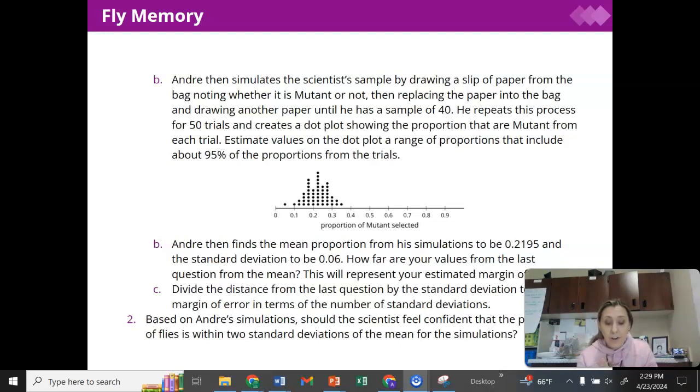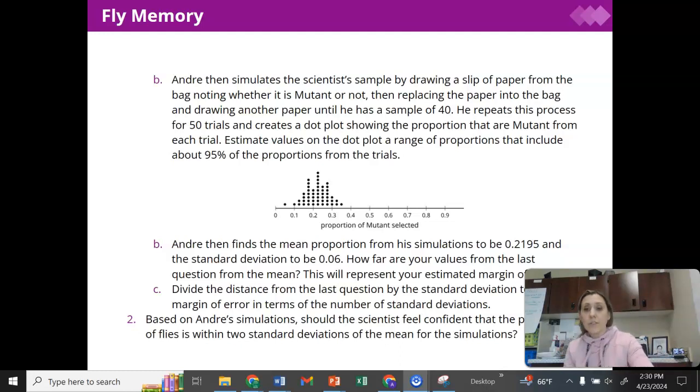So how far are your values from the last question from the mean? And then this is going to represent that margin of error. So remember, we have to do the margin of error. If we know that our standard deviation is 0.06, then we need to multiply that by 2, and we're going to get 0.12. And then we know that the mean is 0.2195, and we can subtract 0.1, and we end up with about 0.12.